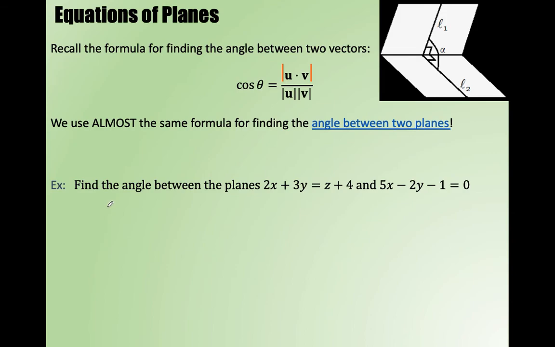First thing I need is the dot product, right? Oh, what's wrong with this one? Trying to trick me, eh? Move that z over there, right? So this is really 2x plus 3y minus z is equal to 4. I do need to be in standard form. So the first thing I'm going to do is the dot product.